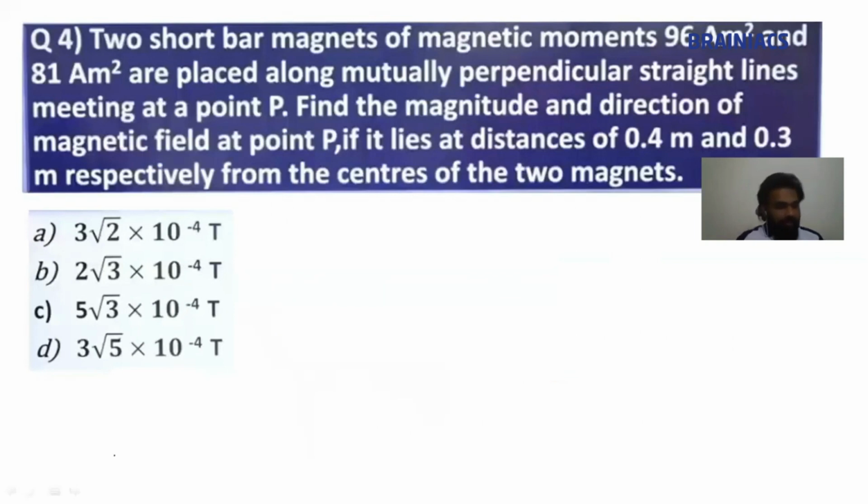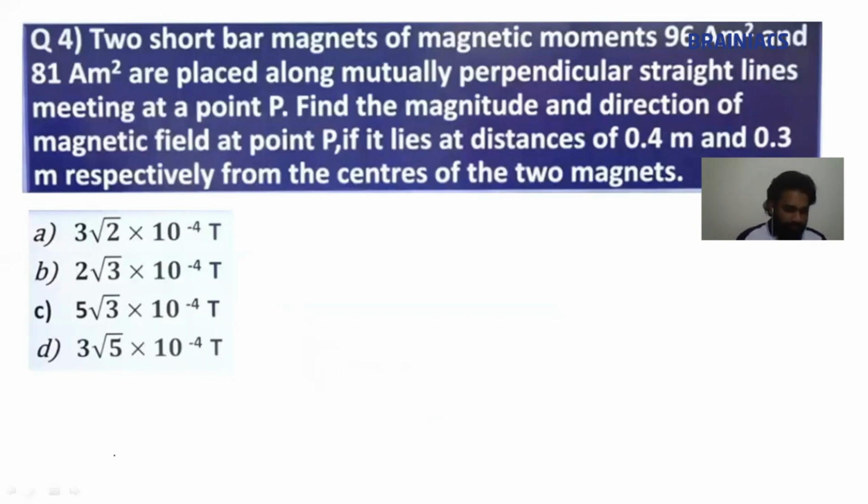Next problem: two short bar magnets of magnetic moments 96 ampere meter square and 81 ampere meter square are placed along mutually perpendicular straight lines meeting at a point P. Find the magnitude and direction of magnetic field at a point P if it lies at a distance of 0.4 meter and 0.3 meter respectively from the centers of two magnets.